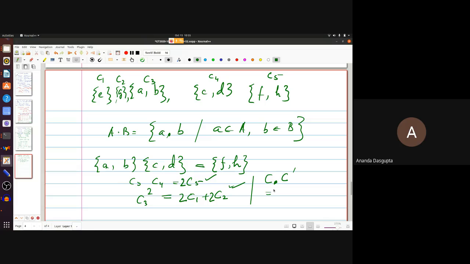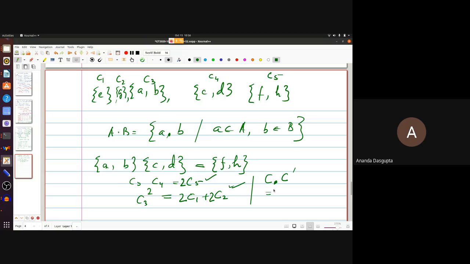Try to prove for yourselves that in the product CC prime, more than one class may appear in the product. But if a class appears, then every element of that class appears. Do you get that point?